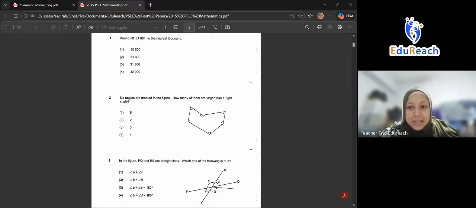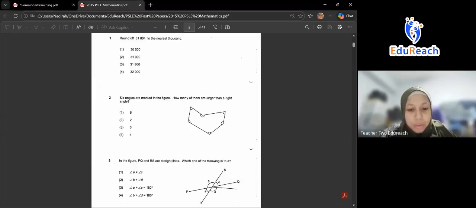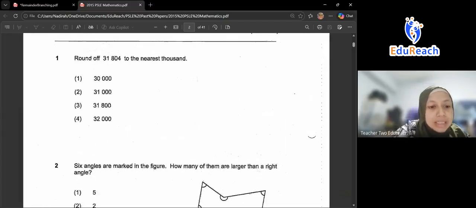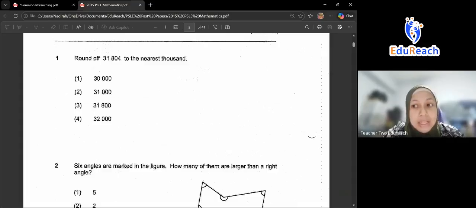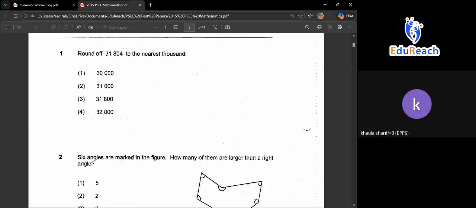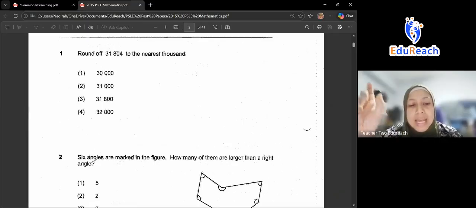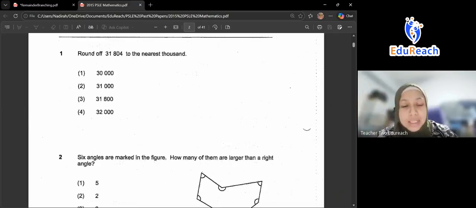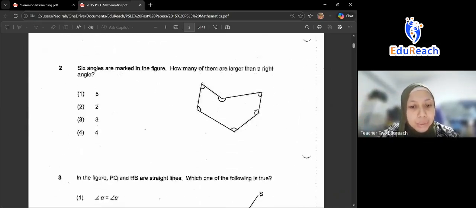Okay, guys, number one. You need to round off your answer to the nearest 1,000. So nearest 1,000 means the answer should be 32,000. Okay? Because the 800 is nearer to 1,000. It's nearer to the next, so you have to round up. 32,000.